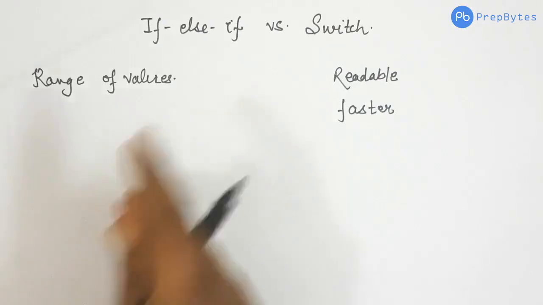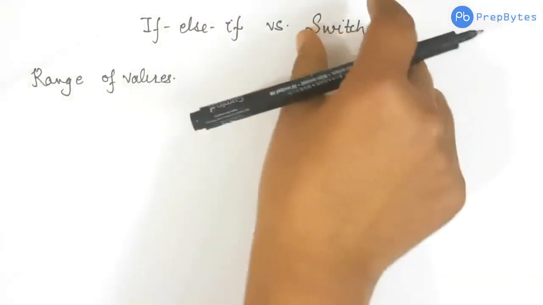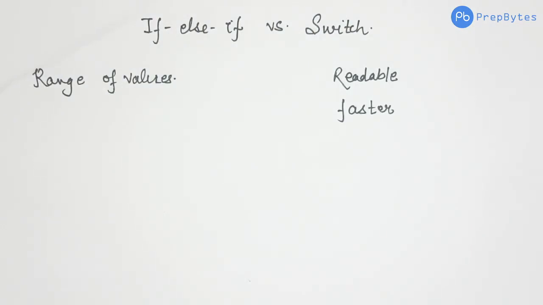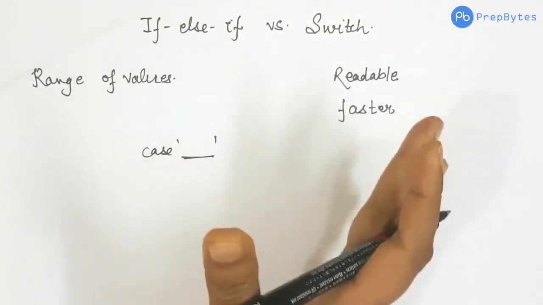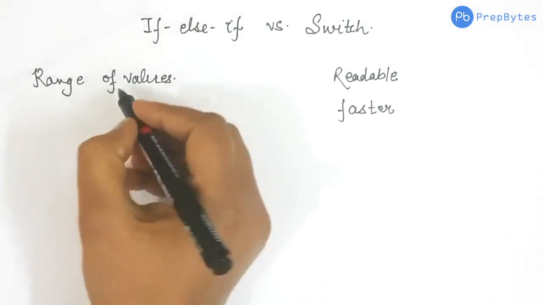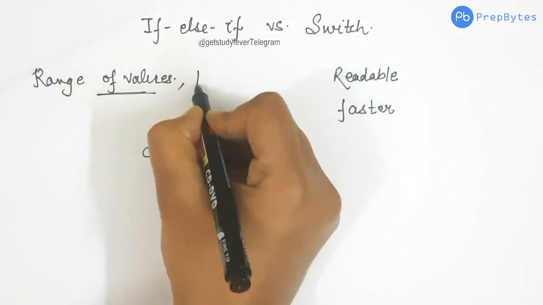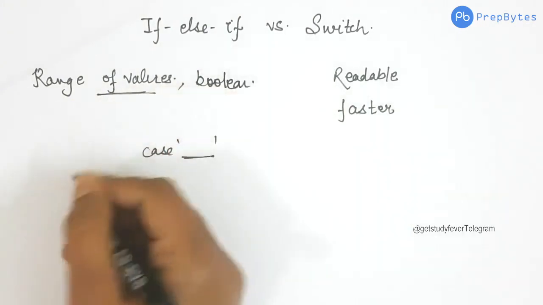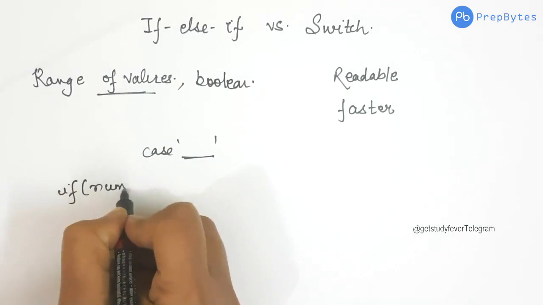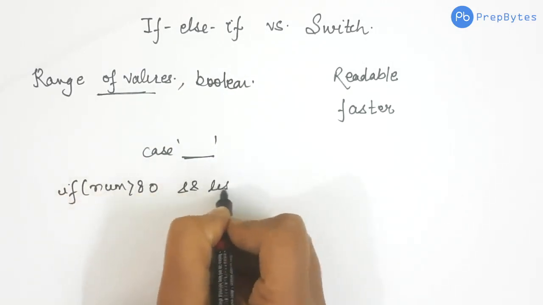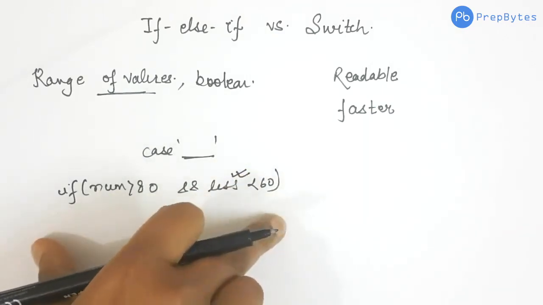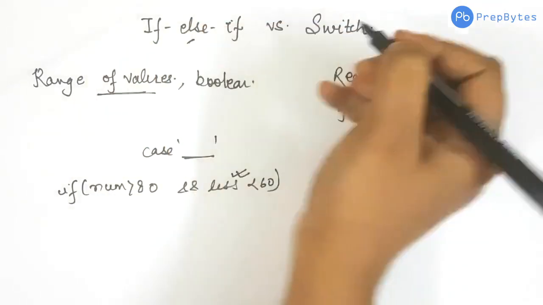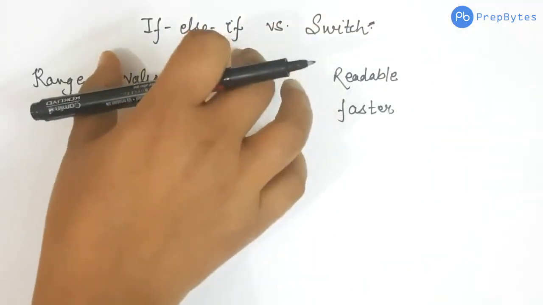Talking about some of the benefits of if else if over switch. In a switch, you can just check whether the variable is equal to a particular value or not. In cases, we can just have a particular value. We cannot have a range of values. In if else if, we can use it for a range of values or for boolean conditions, like checking whether num is greater than 60 and less than 80. For these kinds of conditions, if else if is better than switch.